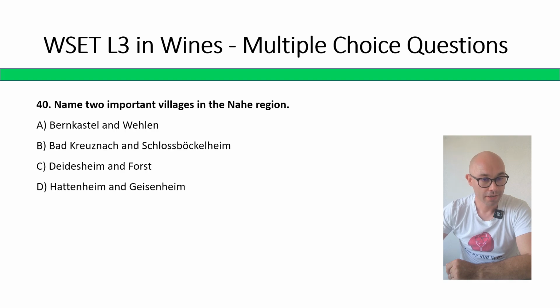Name the two important villages in Nahe region. Bernkastel and Weinheim, Bad Kreuznach and Schloss Böckelheim, Deidesheim and Forst, Hattenheim and Geisenheim. The correct answer is B, Bad Kreuznach and Schloss Böckelheim.